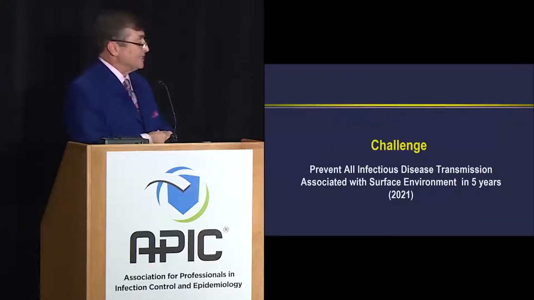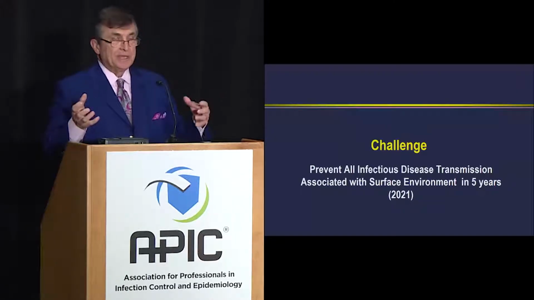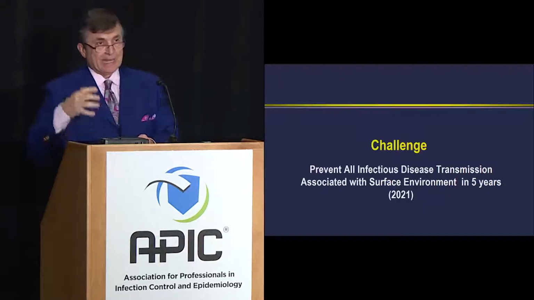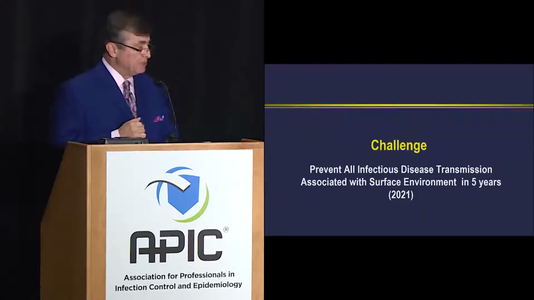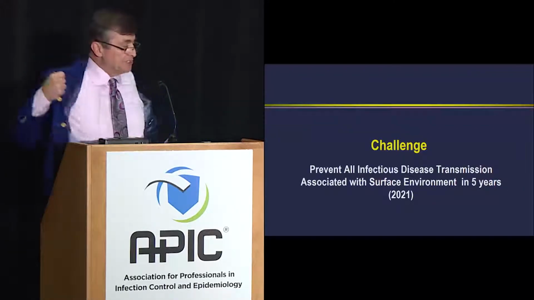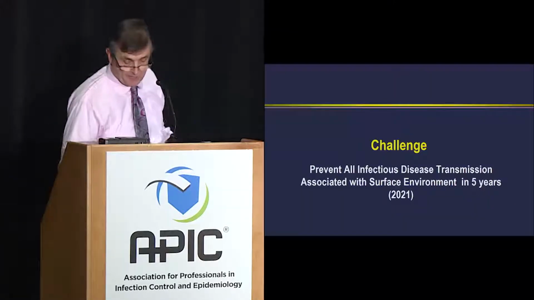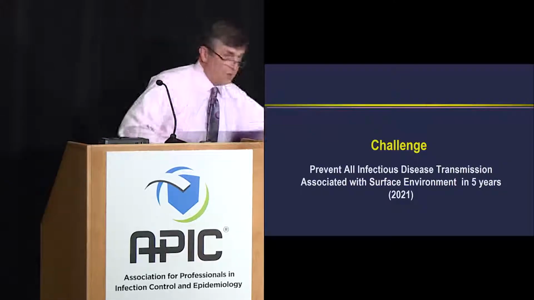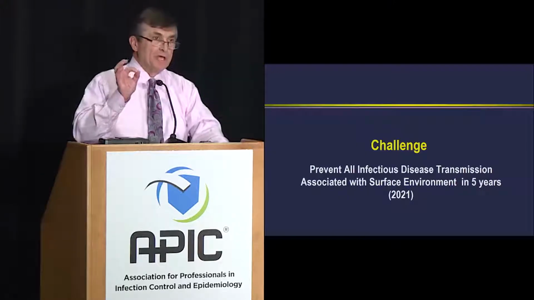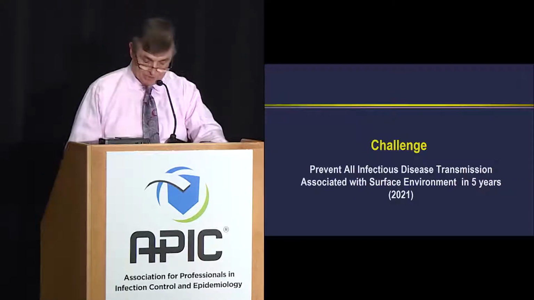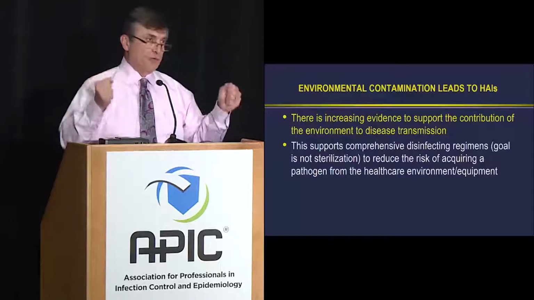Of course, we know in the last several years, the environment has had more data which demonstrates that it contributes to healthcare-associated infections. And last year, when I had the opportunity to talk to APIC, I talked about one of the challenges, which is to prevent all infectious disease transmission associated with the environment. We essentially made a 5-year goal, and now we're already 1 year into that goal, to essentially eliminate all infections associated with the environment by 2021. And that's what we're going to talk about, how we're going to do that over the next 4 years.